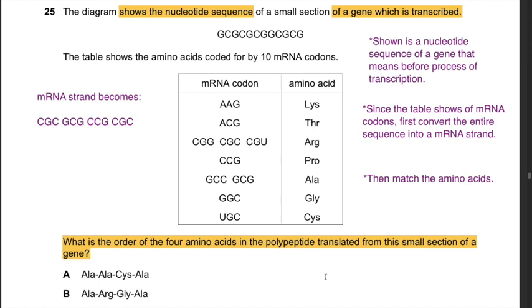C binds with G and A binds with T or U. So in this given gene sequence, you can only see C and G. So we have to consider the base pairing rule, that is C binding with G. As you can see over here, I have mentioned what the mRNA strand is. It is CGC, GCG, CCG, CGC.